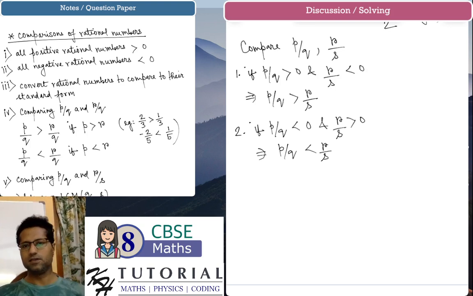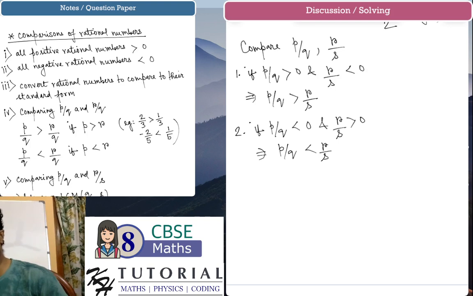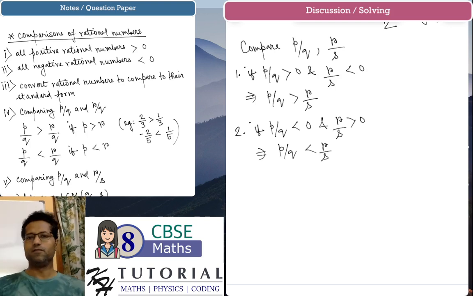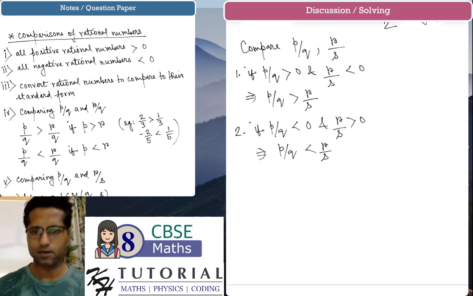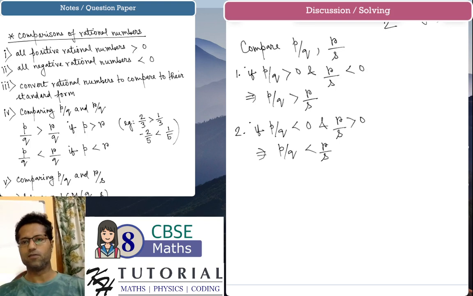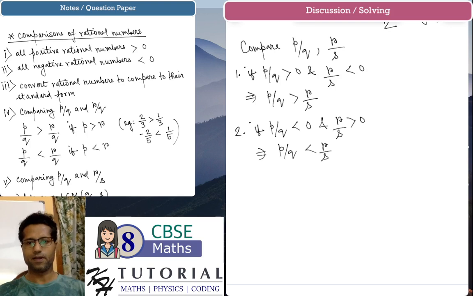This point I have just illustrated with some examples. If you are given two rational numbers p by q and r by s, and if you clearly see that of these two rational numbers one is positive and one is negative, then definitely the positive rational number will be greater than the negative rational number. This is exactly what I explained in steps 1 and 2.